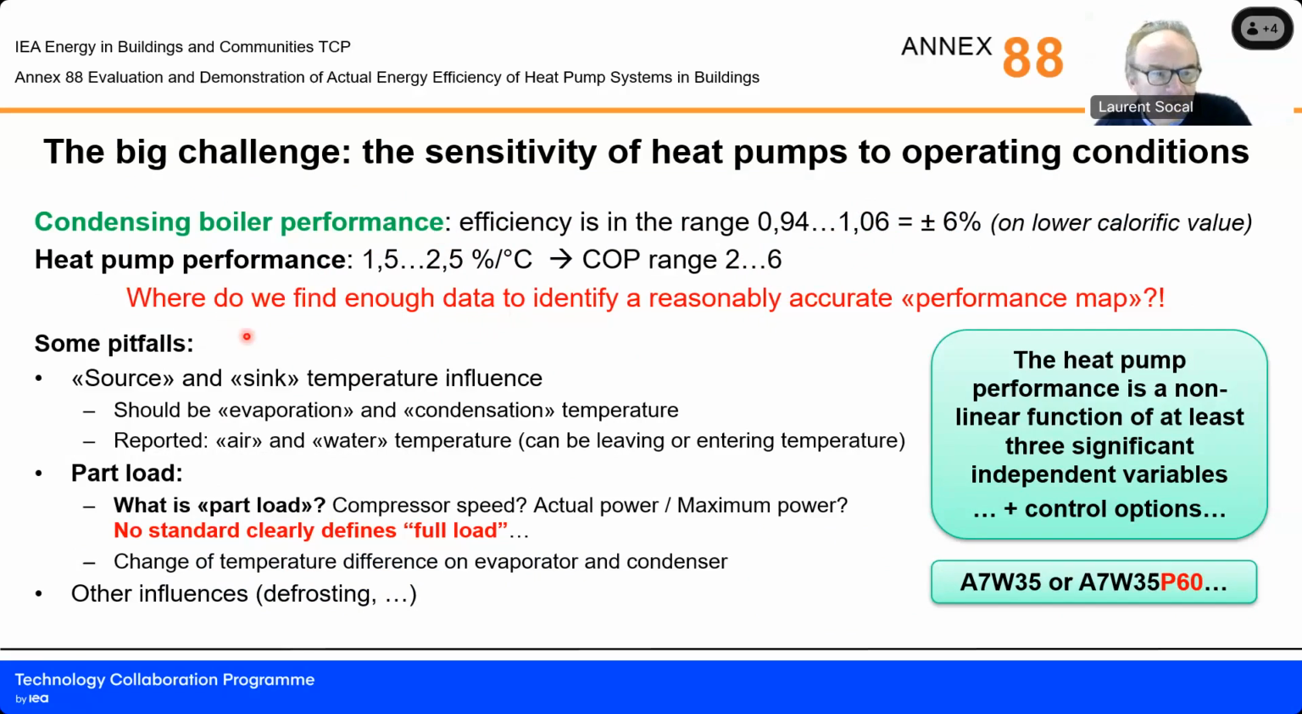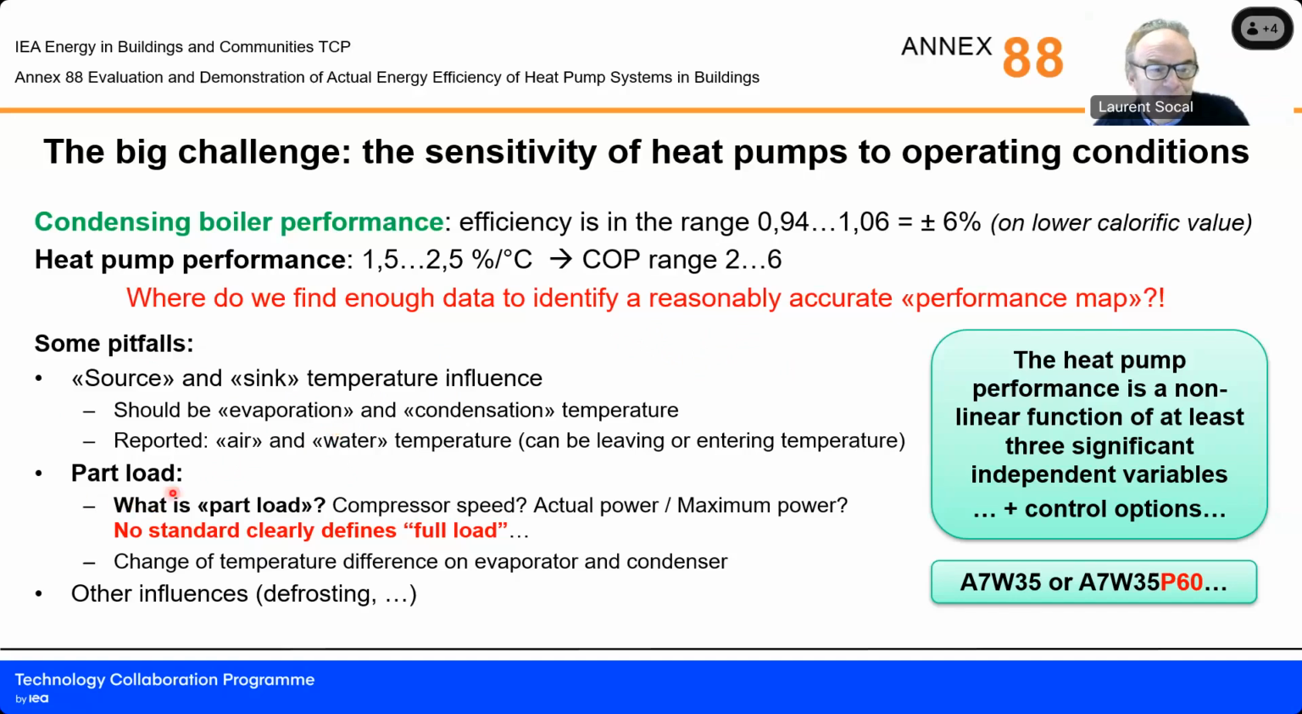So the problem is, where do we find enough data to identify a reasonably accurate performance map so that we can consider the operating conditions that will occur during the operation within a building? And you have some pitfalls. For example, source and sink temperature should be evaporation and condensation temperature, but very often we just use what is available, typically air and water temperature, which is not evaporation and condensation.